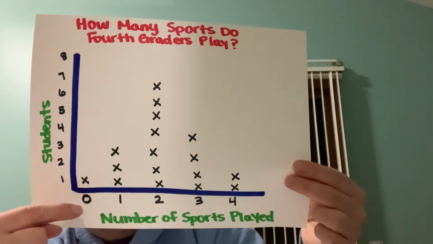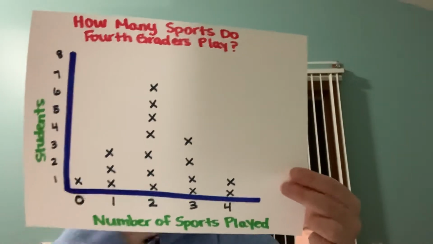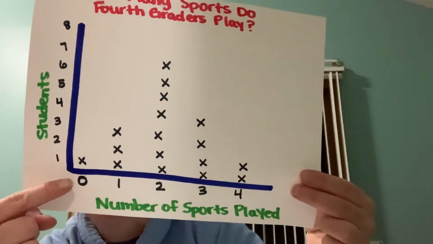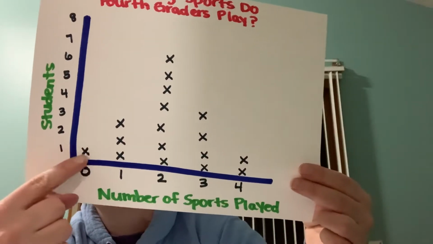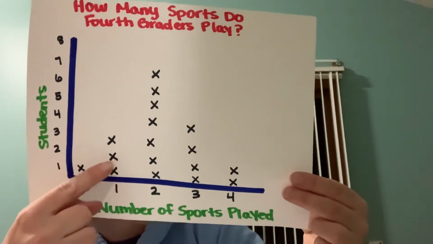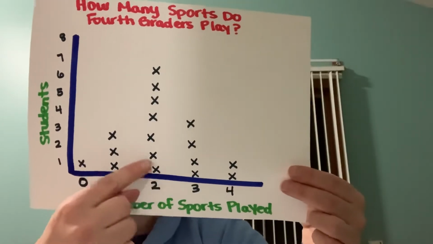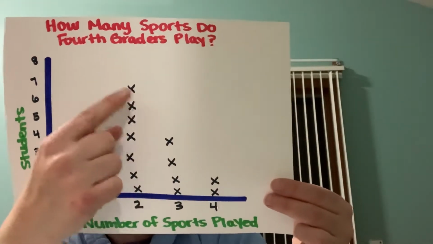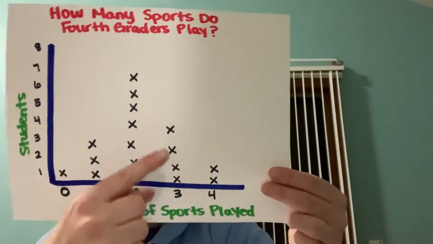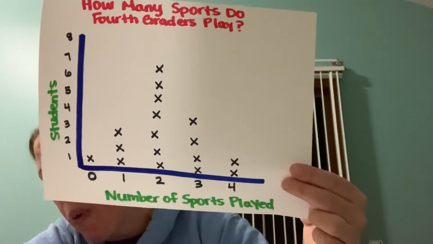So when I want to show a student, I represent that using an X. So looking at this line plot, there are 1 student that does not play any sports. There are 1, 2, 3 students that play 1 sport. 1, 2, 3, 4, 5, 6, 7 students that play 2 sports. 1, 2, 3, 4 students that play 3 sports. And then 2 students that play 4 sports.